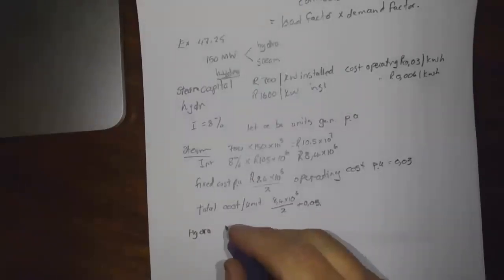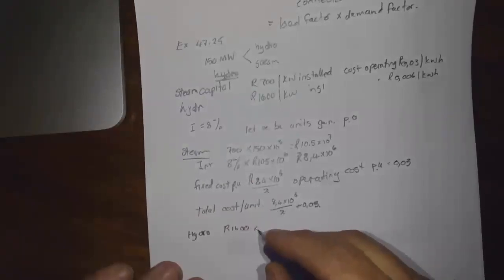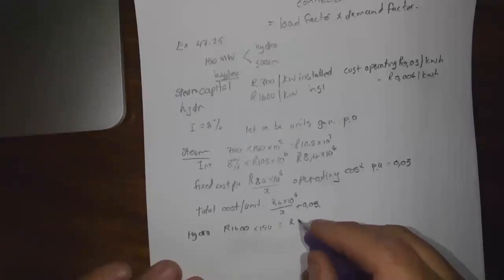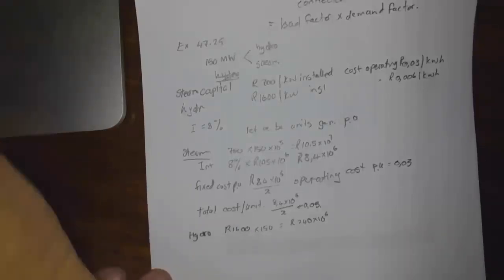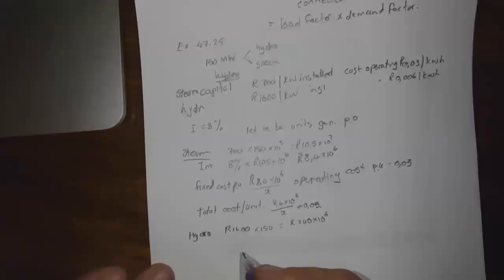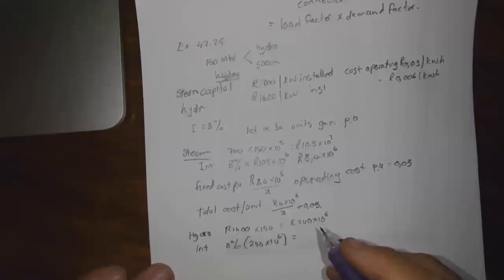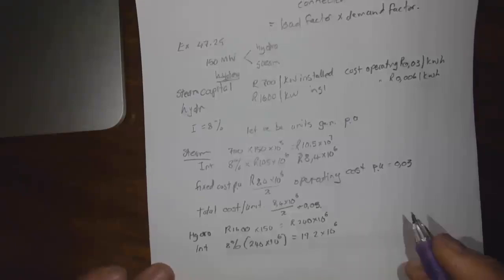Capital cost 1,600 times 150. That gives us 240 times 10 to the power of 6. Right, and then your interest will be 8% of 240, which gives us 19.2 times 10 to the power of 6.